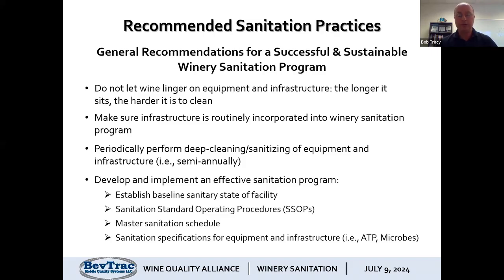You should have sanitation specifications for equipment and infrastructure, whether it be ATP or microbes. All of the ATP testing units have specifications that you can go by for your equipment and infrastructure. And if you find you can't get that information, you can ask me.